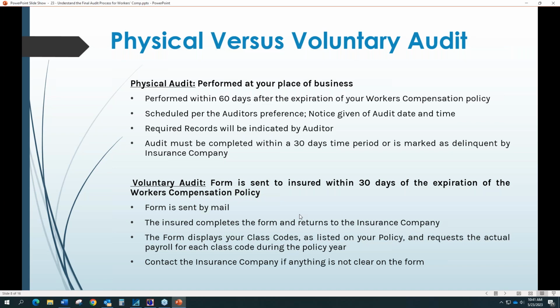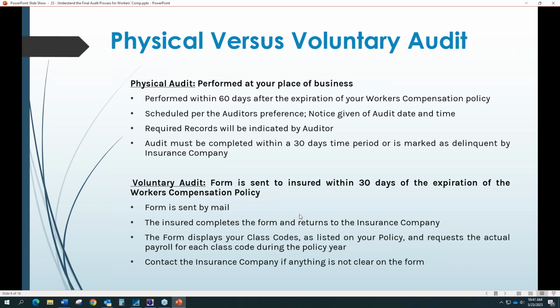Voluntary audits is the second type. It's what you typically see with most insureds. They're assigned to risks with lower exposure and smaller payroll. Businesses such as retail stores, small HOAs, or restaurants. Those are just a few of many examples.